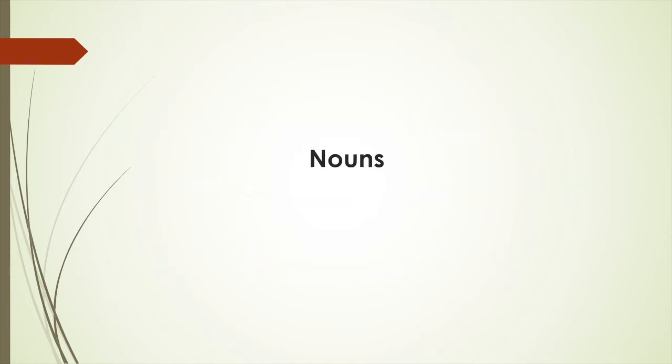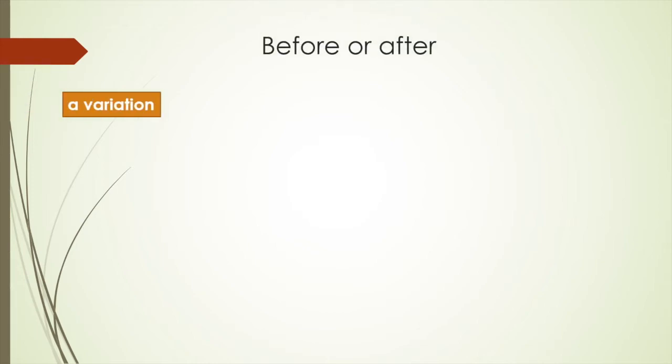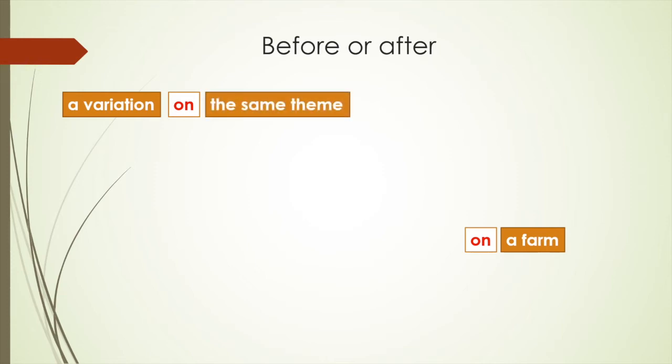So let's look at nouns, adjectives, and verbs. Let's start with the nouns. Now, we should pay attention. It's like crossing a street. You have to look both ways. A variation on something. Just like you say, I am on a farm, not in a farm. We saw that about island. Well, farm behaves the same way. So a variation on the same theme, that's how you speak.